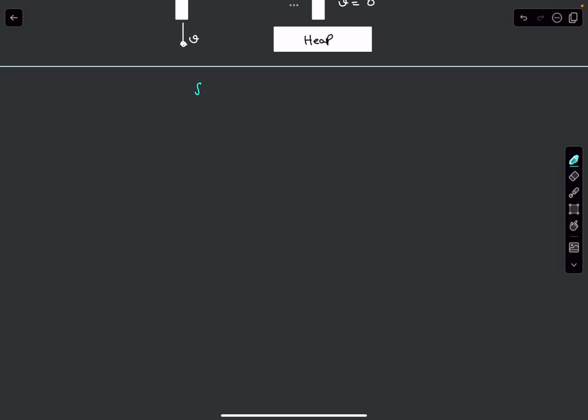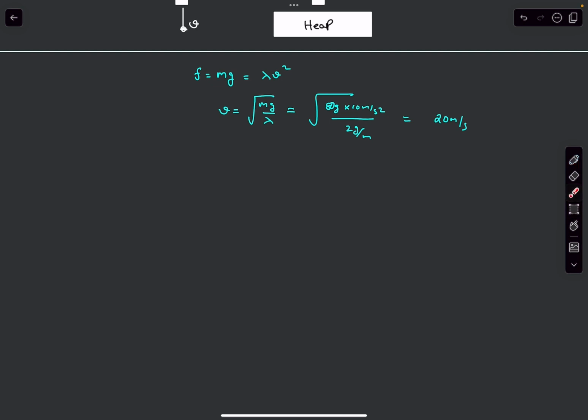Okay, so let's do that. F, which is magnitude-wise equal to mg of the beetle, is equal to lambda V squared, which means V from here comes out to be square root of mg by lambda, which after solving comes out to be 20 meters per second.